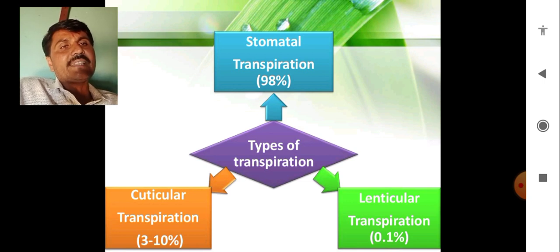And what about lenticular transpiration, through the glandular hairs present on the stems and the leaves? That is 0.1%, very minute. But the major part is taken by the stomata. Next to the stomata, the cuticular layer is observed. Later on, lenticular also takes part in the transpiration, but its share is very minute.